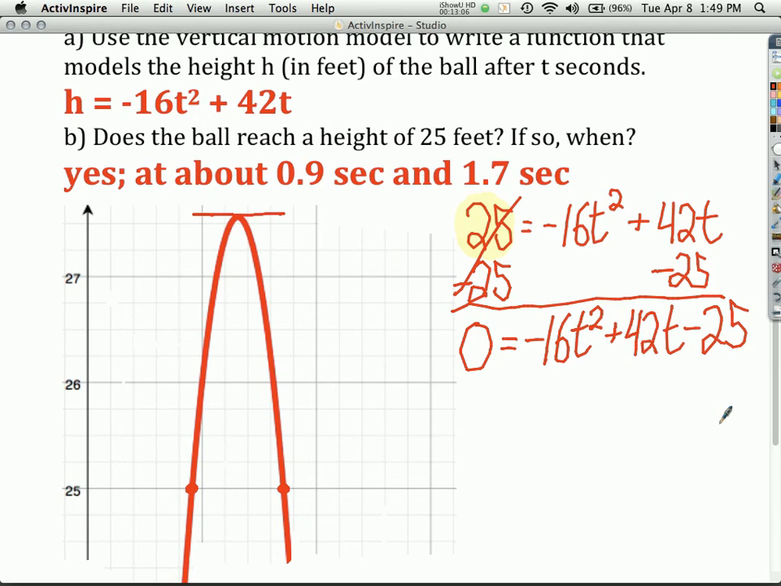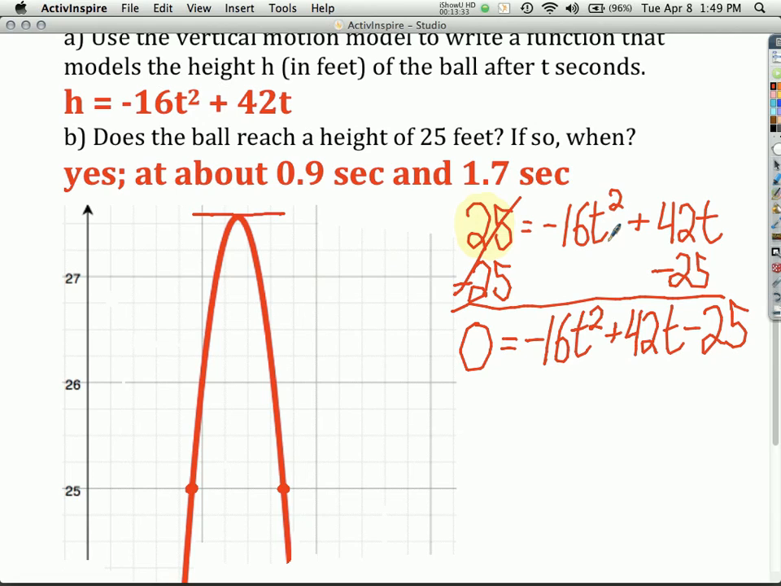So to get from here to here was a reading issue. That wasn't really math. And also, you had to know what the vertical motion was and what the different letters meant. I had a number of you who put the 25 in the wrong place. So if you're confused about what S is and what H is, I advise you to go back and look up what each of the letters means.